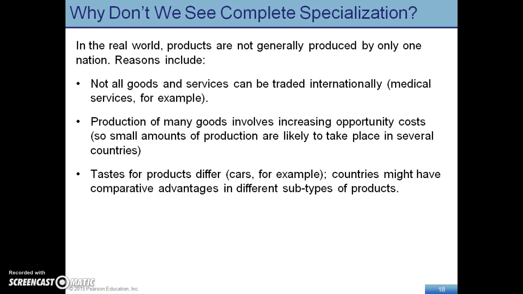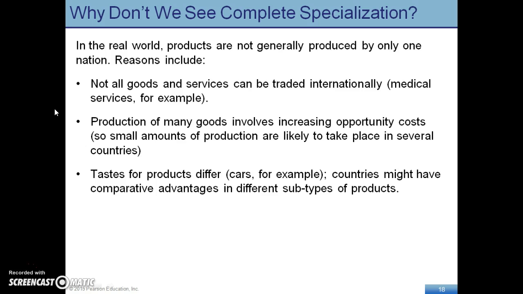Now let me go to specialization. Why don't we see complete specialization? And we talked about this in Chapter 2. Specialization does not occur on all goods and services. So some firms are going to be forced to sell and produce these goods and services in small amounts. And the production of these goods and services is going to involve a lot of challenges. But we are focused on how to look at opportunity costs and the decisions that are made.